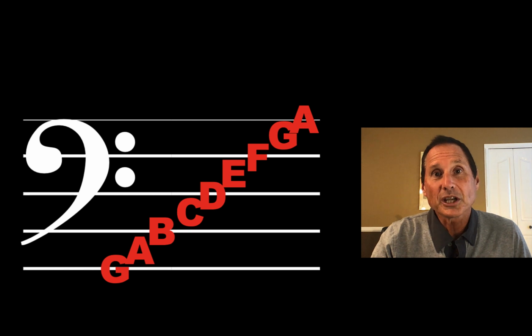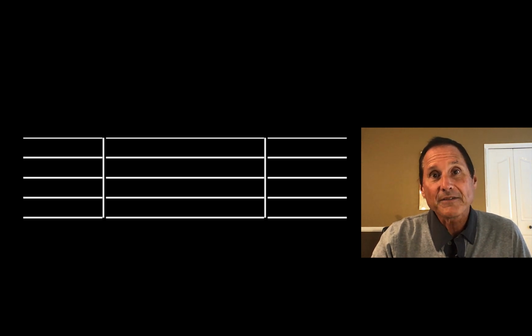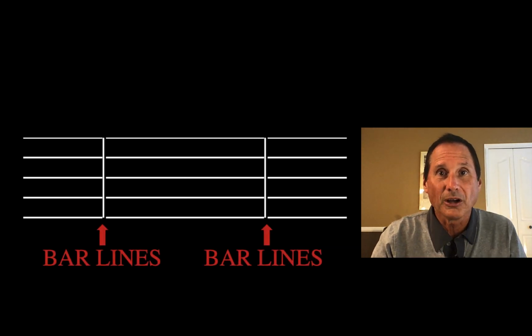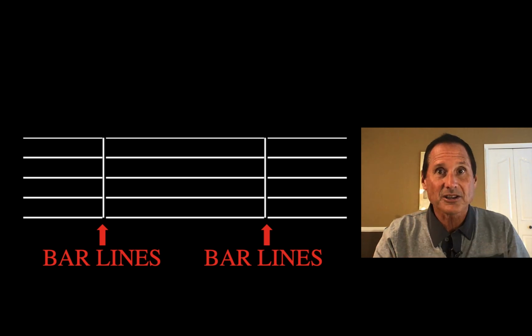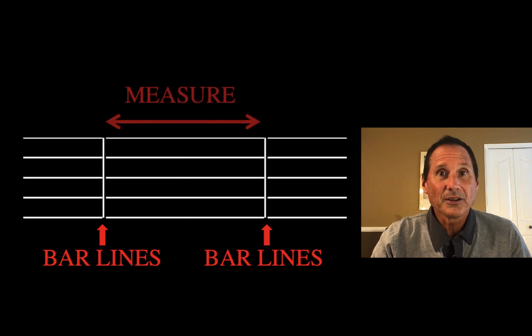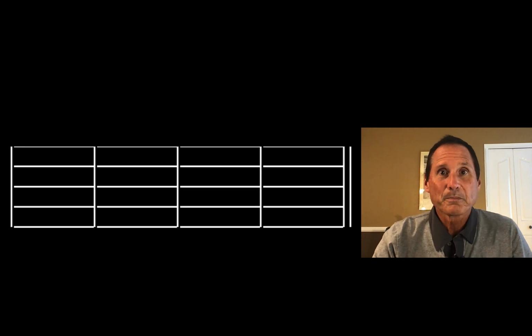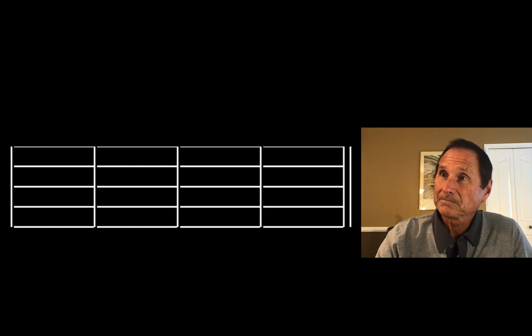Now, when we write music on the staff, we divide our staff into segments, little chunks of the staff, and we use lines to divide the staff up. Each of these lines in the staff has a name, and they're called bar lines. Now the space in between those bar lines also has a name, and it's called a measure. Again, that's the space in between each bar line. So for instance, in this example, how many measures do you see? That's right, there are 4 measures.